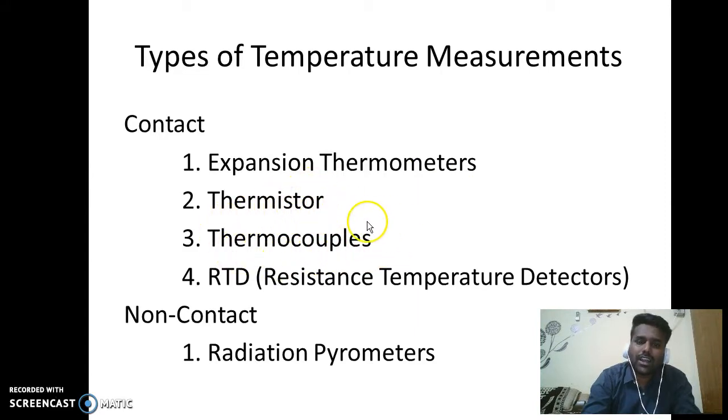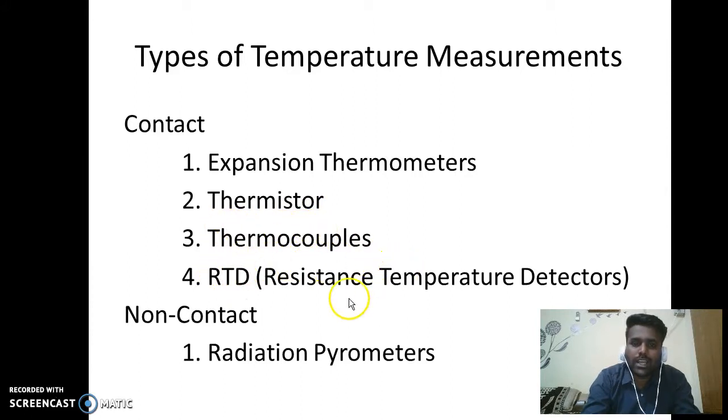Another type is thermocouples. Basically, by definition, whenever two dissimilar metals are joined together, then at the junction, if there is any temperature difference, an EMF is going to be generated. That is the basic principle. These thermocouples work on the principle of the Seebeck effect.